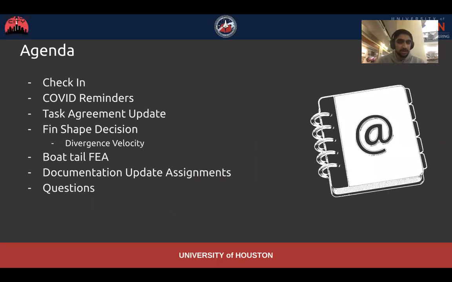On the agenda for today, we'll have our usual check-in and then just some reminders about the COVID protocol and the testing that will let us be in the lab. And then an overview of our task agreement. And then kind of continuing from last week, just because these are the major projects and major responsibilities we have at the moment. Talking about the fin shape decision, what we did in the lab yesterday, what we plan to do in the lab tomorrow, and also finding of divergence velocity.